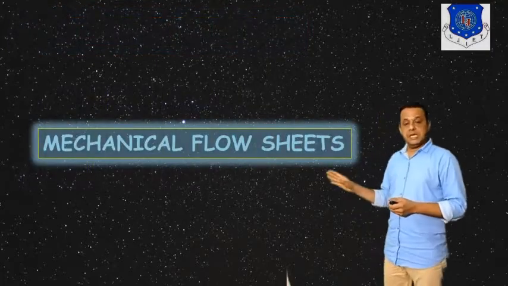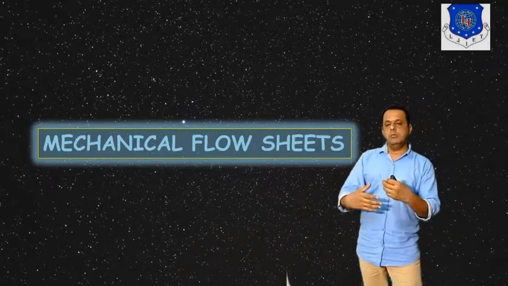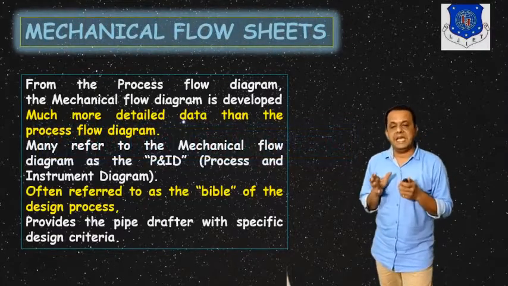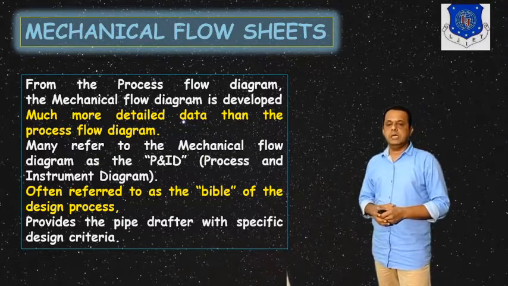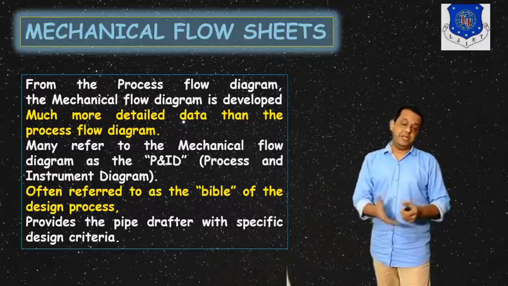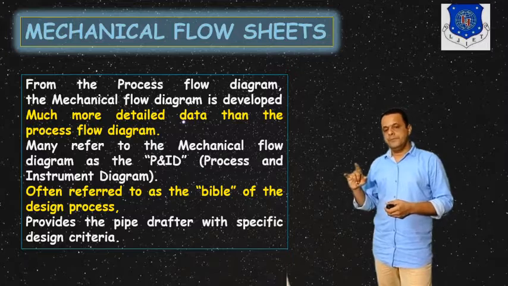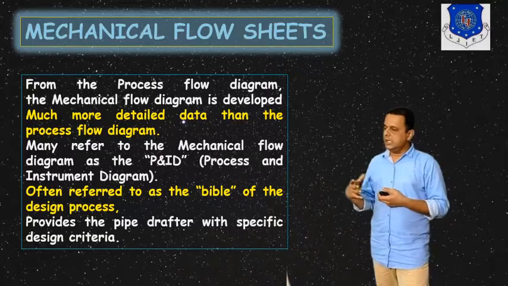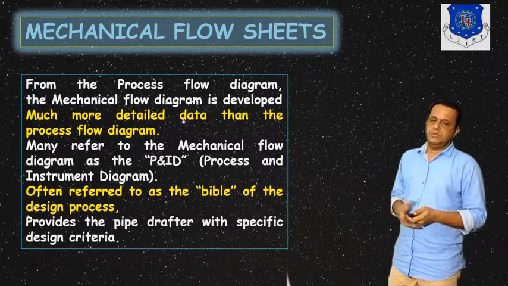Next will be mechanical flow sheets. Mechanical flow sheets will have more detailing compared to PFD. The mechanical flow sheet is also known as P&ID, process and instrument diagram, and it is actually developed from the PFD only, and often it is referred to as the Bible of the design process. It gives you very specific design criteria and the entire layout of piping that you can get from this mechanical flow sheet.